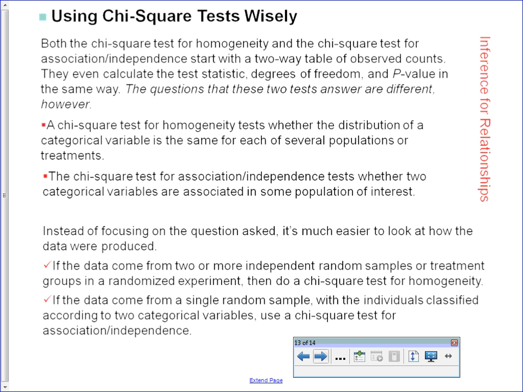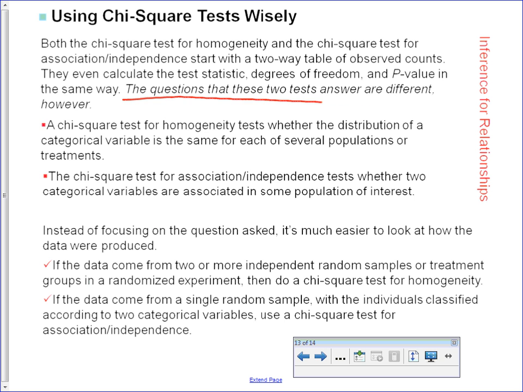So both the chi-square test for homogeneity and the chi-square test for association start off with a two-way table of observed counts. And they calculate the test statistic, degrees of freedom, and p-value in the same way. The questions that these two tests answer are different, however. The test for homogeneity asks whether the distribution for several populations is the same or different. And the test for association asks whether two categorical variables are associated in the same population.